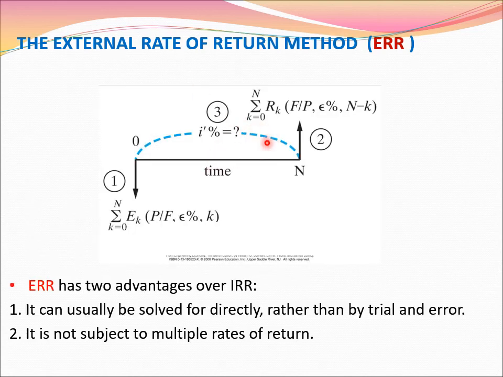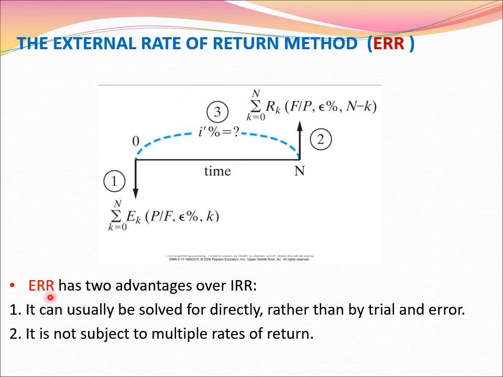The idea is this. In this graph, you can see the idea. We have different cash flows at different times of this project. We find the present worth of all expenses at time 0 using this epsilon as the interest rate. And we find the future worth of all revenues at time n, again using this epsilon. And then we try to find the interest rate that will make this future equivalent equal to the present equivalent. Okay, this is the idea in terms of graph.